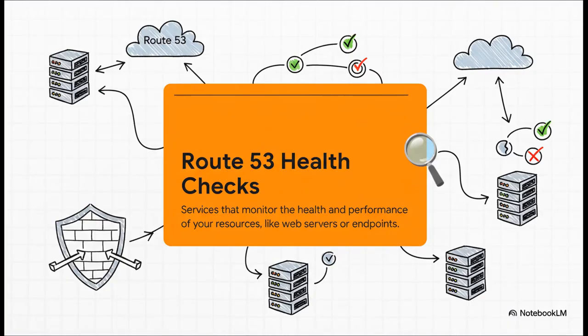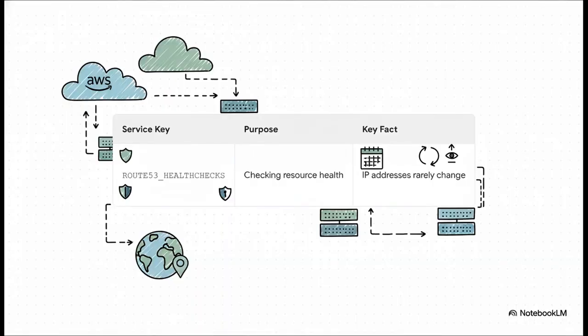Route 53 health checks are basically AWS's way of constantly poking your applications or your endpoints and asking, hey, you okay over there? If a server doesn't respond correctly, Route 53 can just automatically redirect traffic over to a healthy one. But, and this is a big but, for any of this to work, the health checkers have to be able to reach your stuff in the first place. So, to get this working, we need our second service key, Route 53 health checks. You have to allow traffic from these IP ranges for your monitoring to work. Now, the key fact here is that while these IPs aren't technically 100% static, AWS confirms they rarely change. So you'll want to keep an eye on the list, but you're not going to be updating your rules every single day.